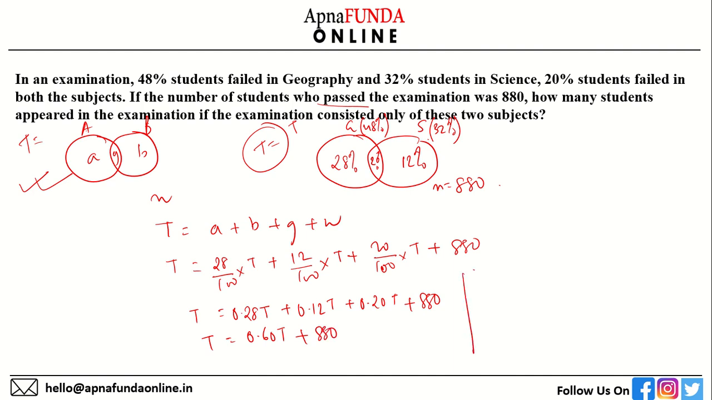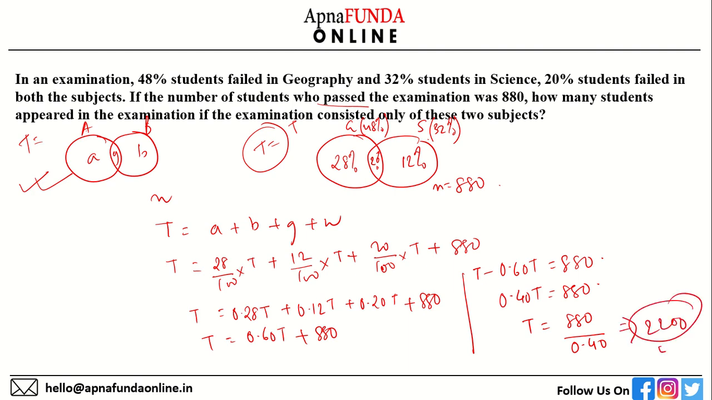So T minus 0.60T is equal to 880. So this will give me 0.40T is equal to 880. T is equal to 880 divided by 0.4. Correct. This will give me 2200. These are the number of students who appeared in the examination. This is my answer. I hope you are thorough with Venn diagram set theory. I hope you are able to understand a Venn diagram or set theory of two such clusters. You will be able to solve such questions easily.